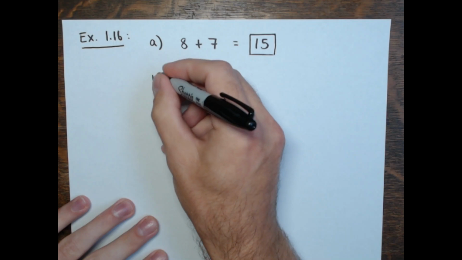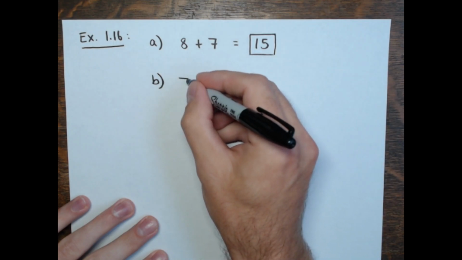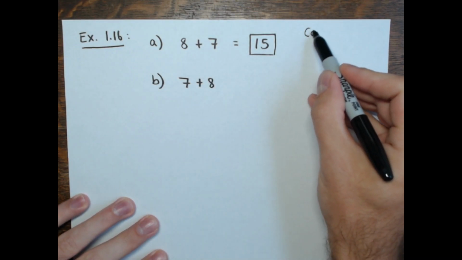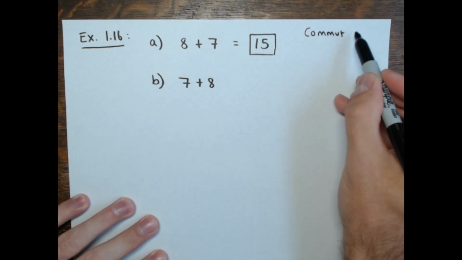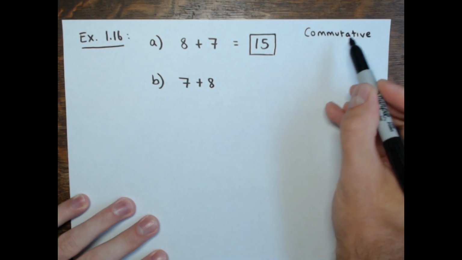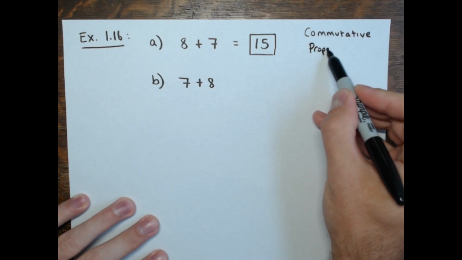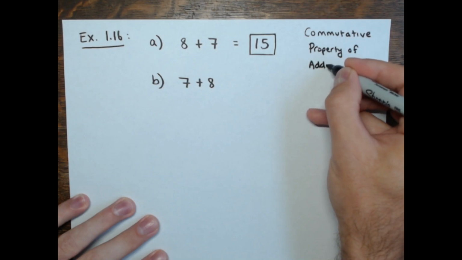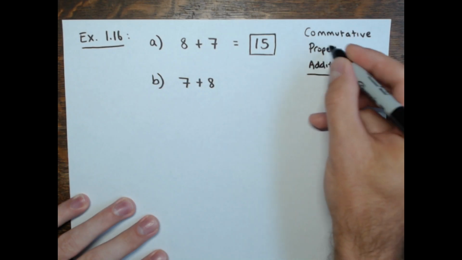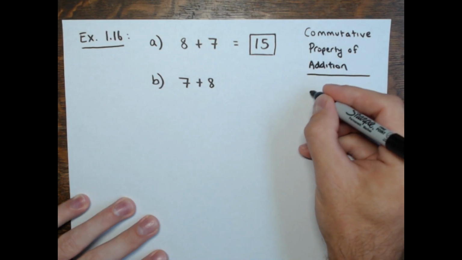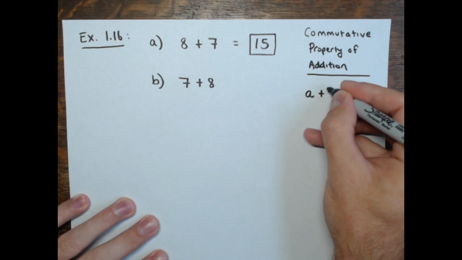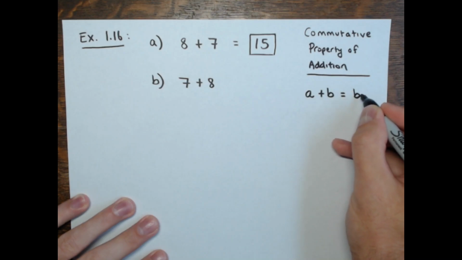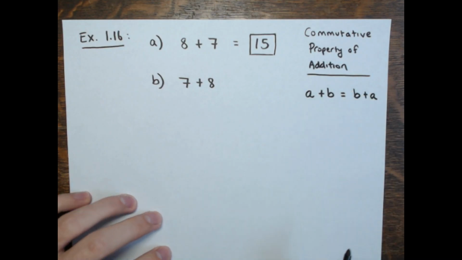And then part B is, what is 7 plus 8. So again, what we're applying here is called the commutative property of addition. Commutative. And it was simply that if you take A plus B, you'll get exactly the same sum as if you switch the order of the addends, B plus A.